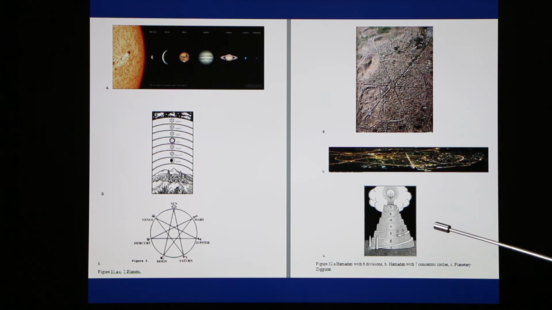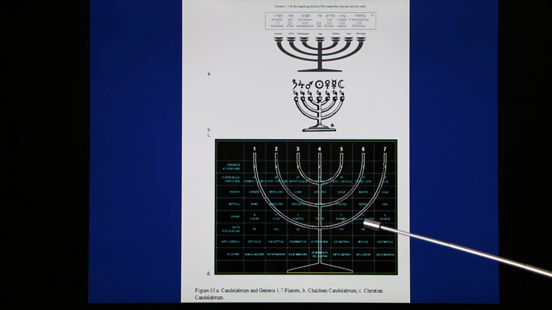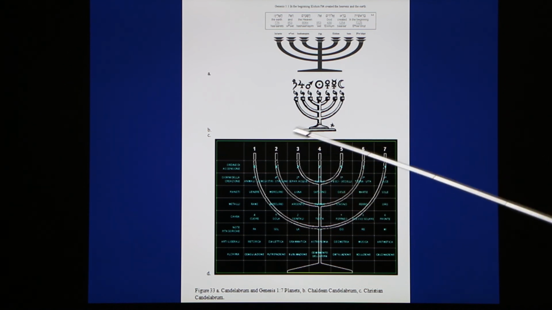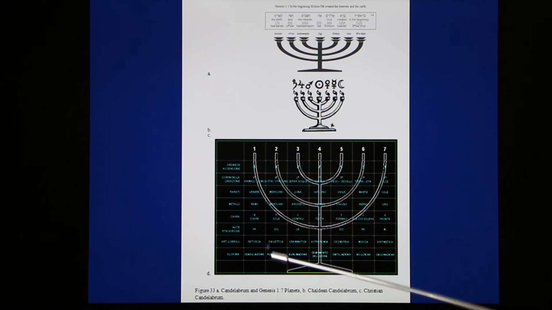And of course, if I make a 3D version, I get this minaret. And of course, if I reduce that, I get back to my candelabrum, which then links up with all of the 7 sounds, the 7 chakras, the 7 metals, the 7 alchemical forms, and so on.